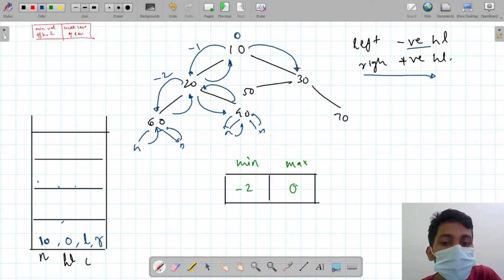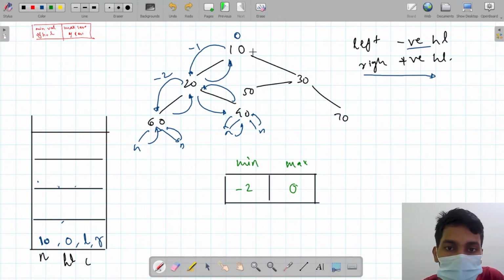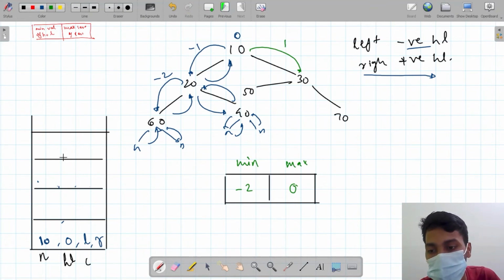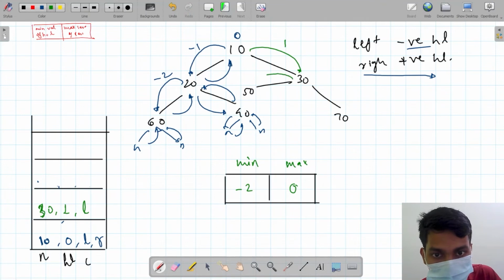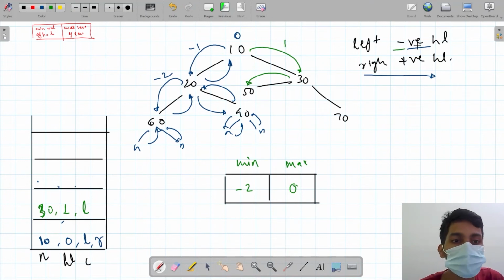So now while going to the right side, we increase the value, that is plus 1. So at this position, at 30 it is going to have horizontal level 1, and it is going to make a call to its left. While making a call to its left, at this position, what we have to do, while going to the left side we have to reduce our value.